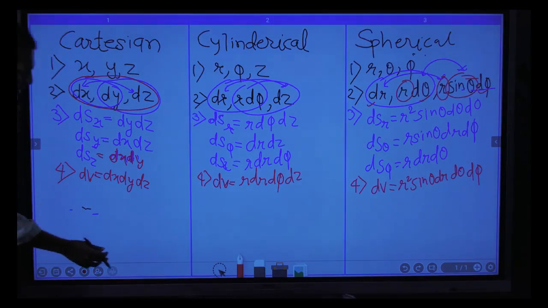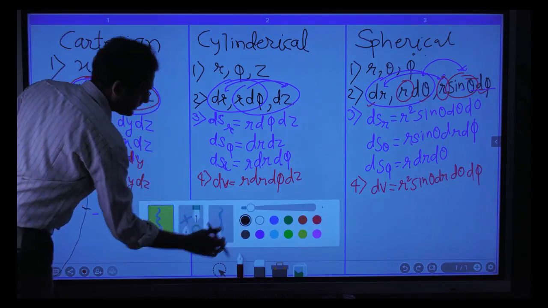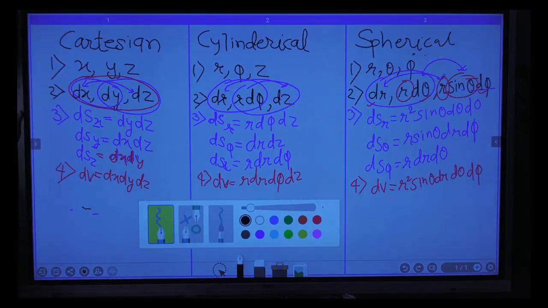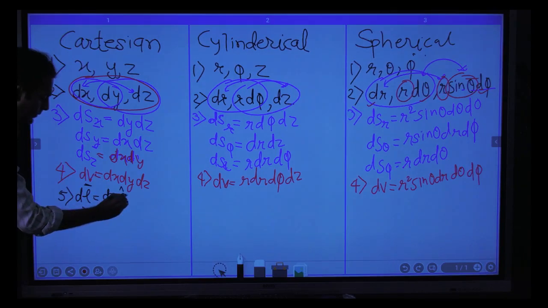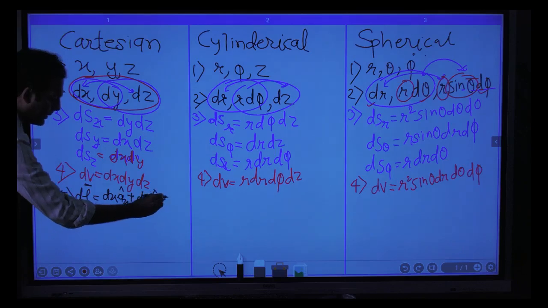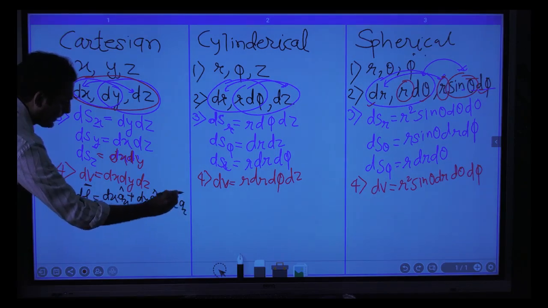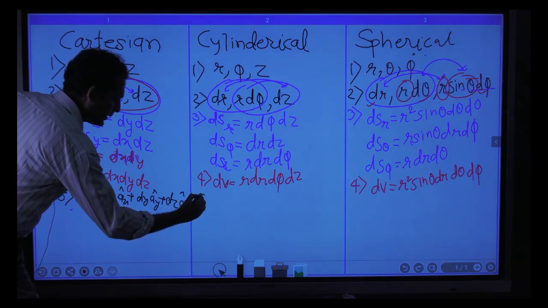Later on we can compare for differential length. Differential lengths are the additions of the three differential elements. So the fifth parameter, differential length, will be the addition of these three. Differential length in vector form will be dx a_x cap plus dy a_y cap plus dz a_z cap.